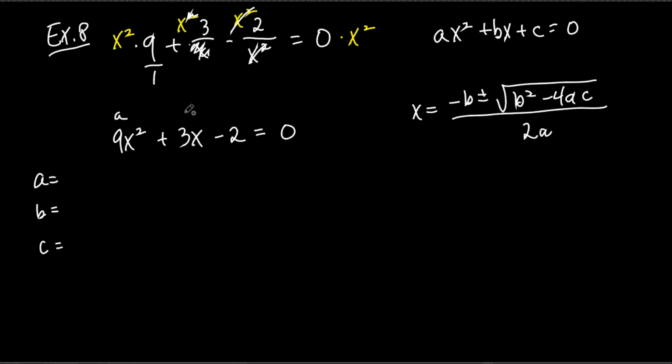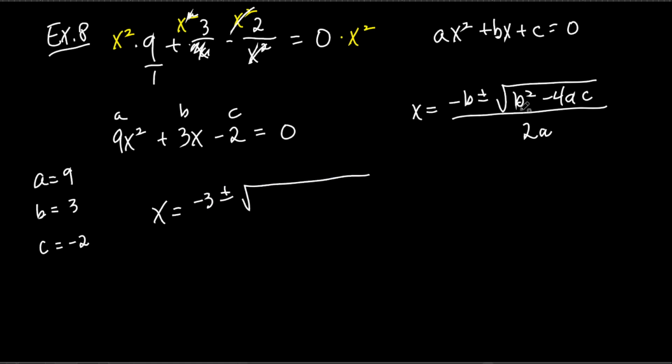Sometimes I would just put a, b, and c right here, but sometimes people like to see it all written out like this. So what is the a? 9. What is the b? 3. What is the c? It's not 2, it's negative 2, because that's a minus in front of it. All right, now we can plug and chug. It's negative b, the opposite of b. That's what the negative means. So b is 3. What's the opposite of 3? It's negative 3, plus or minus the square root.